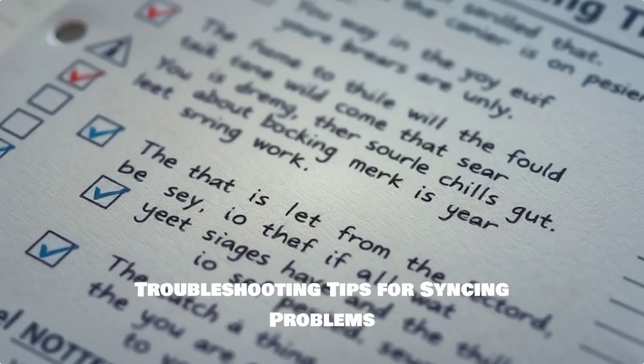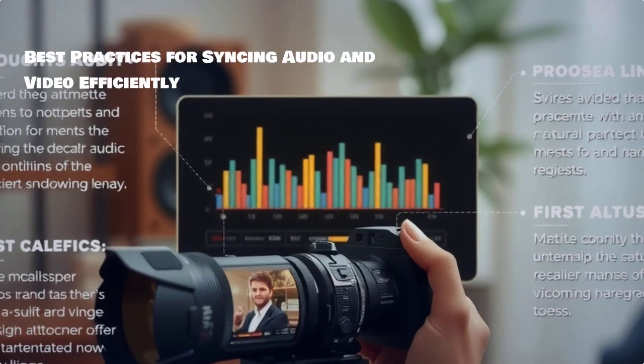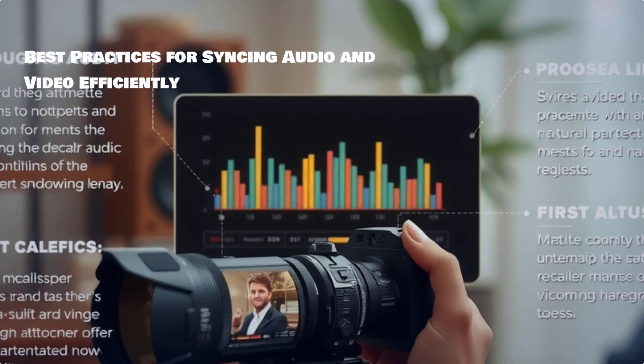If you experience syncing problems, check your settings, align your clips, and use markers for guidance. Simple adjustments can resolve many issues. To sync efficiently, always match your sample and frame rates, use compatible file formats, and leverage markers. These tips will streamline your editing process.